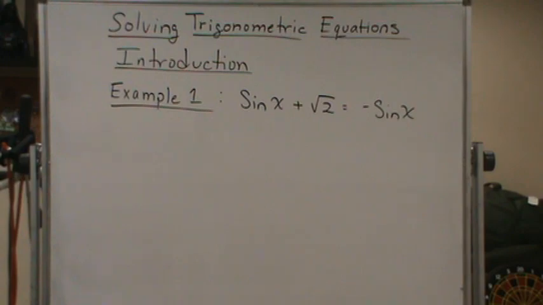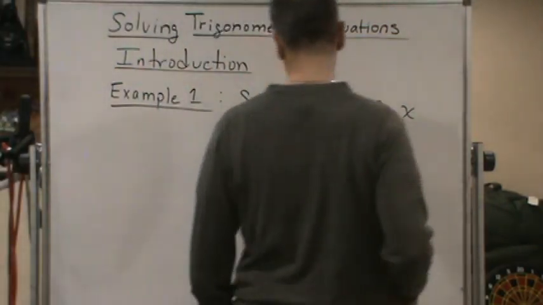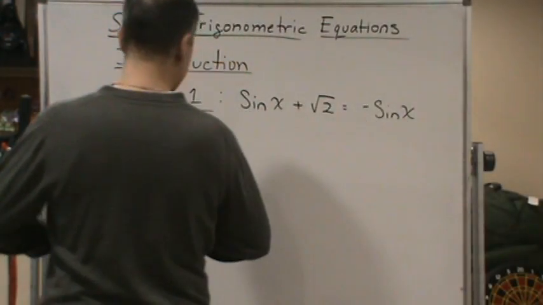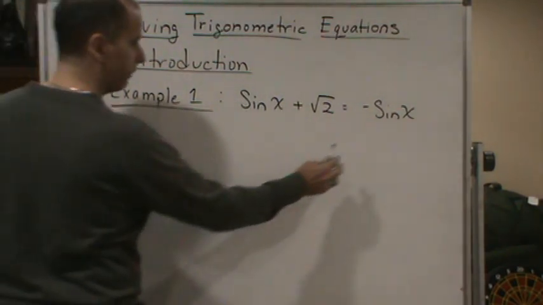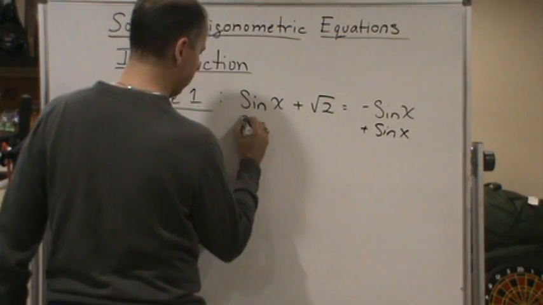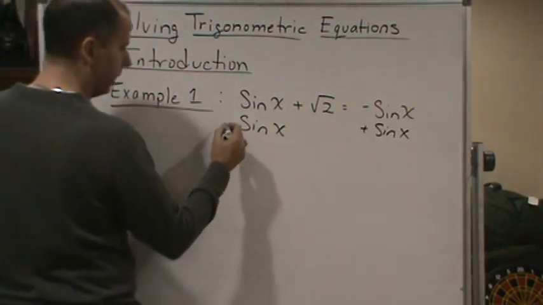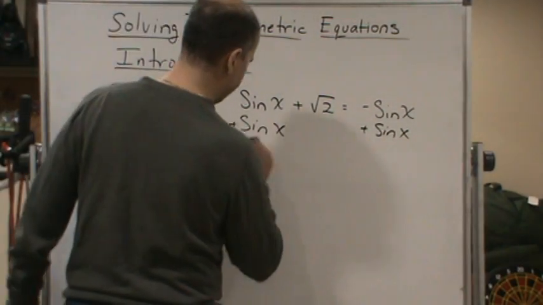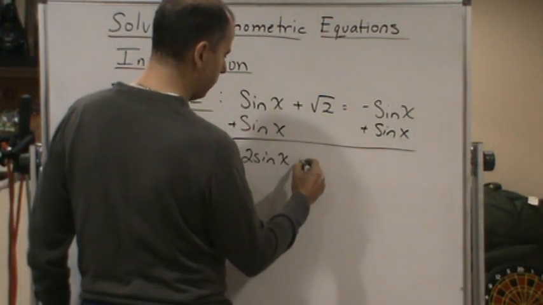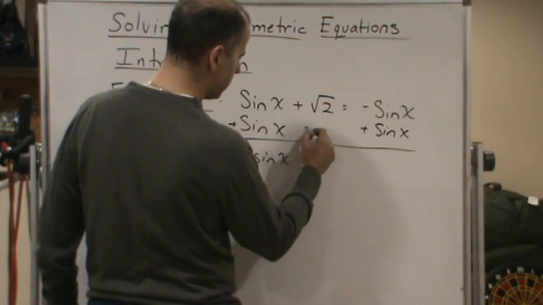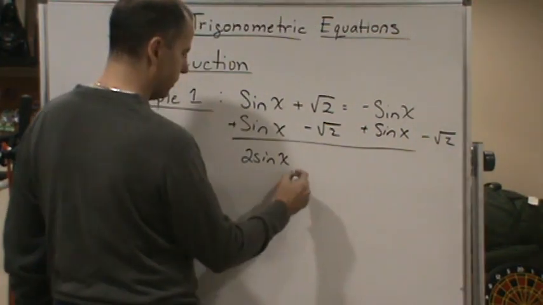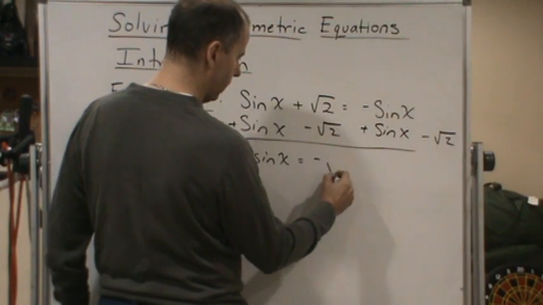Let's do this example here, and I'll show you what I mean. We're going to solve this trigonometric equation. What we're going to do is get all of the trig functions on one side. So we've got this sine here, so we're going to add sine x to both sides. What do we get when we do that? We get 2 sine x. And of course, let's subtract the square root of 2 from both sides, so we get 2 sine x is equal to negative square root of 2.